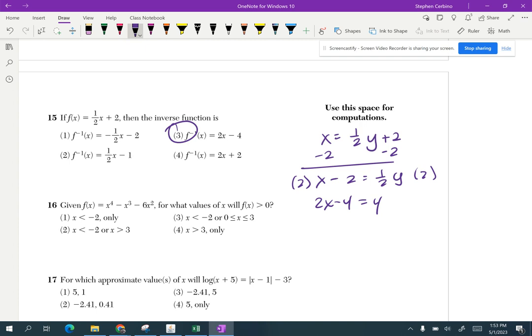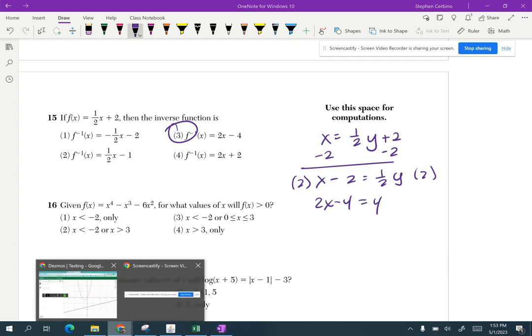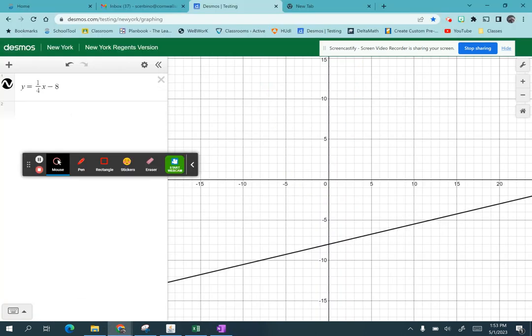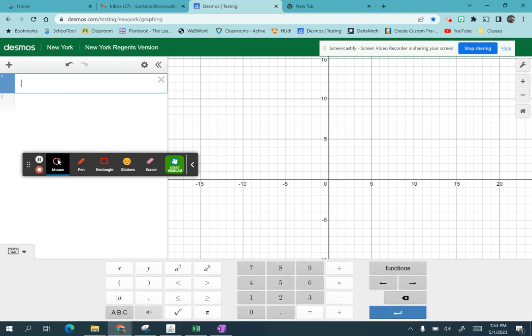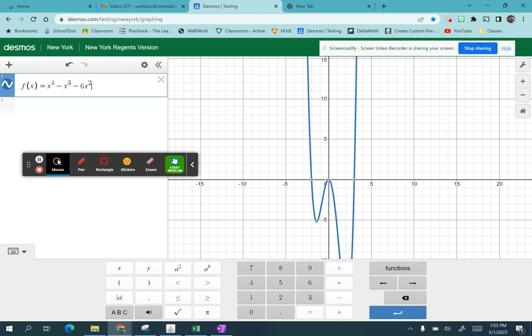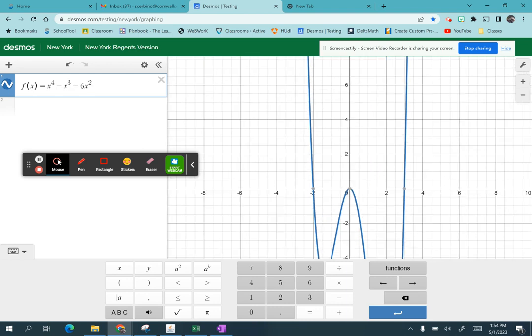Number 16 was a tricky question. So the first thing I'm going to do for number 16 is actually graph it. So I'm going to go back to our good friend Desmos here, and I'm going to graph it. So we could call this function f of x. And let's graph it. So we have x to the 4th minus x to the 3rd minus 6x squared. Okay, so here is our function.